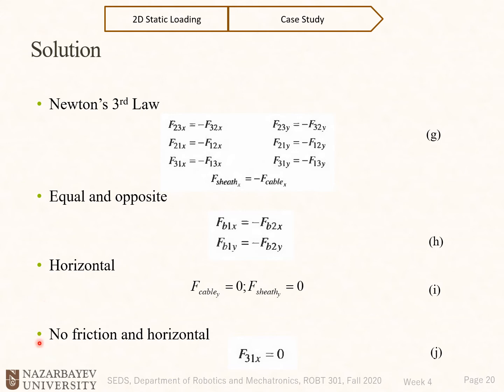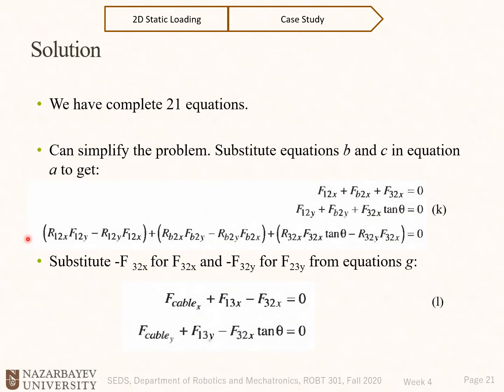By making the assumption of no friction on the horizontal component of F31, then we could assume that F3x is equal to 0. What is this F31? Go back to the main assembly free body diagram and identify it again. For all of these forces, just look at those free body diagrams and see what they are, why we made these assumptions, and whether they are true or not. Now we have the complete 21 equations.